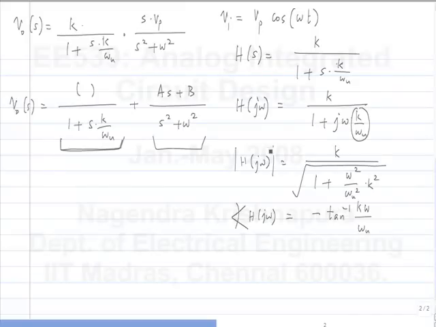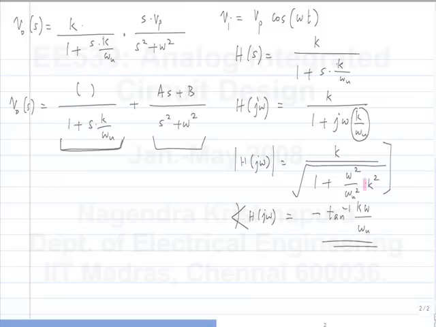So what can you say from this? If the input frequency is very small, then the phase difference also is going to be small, right? And the gain is going to be close to k. If omega is very small, the second term here is negligible. So the gain is going to be close to k, and the phase difference is rather small. So it will behave approximately like an amplifier of gain k, but not exactly so. Okay.